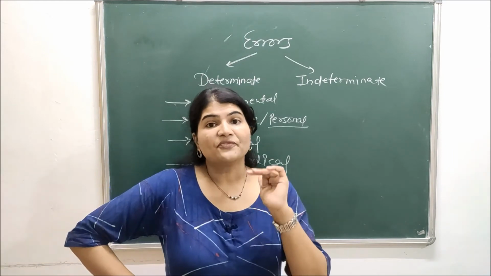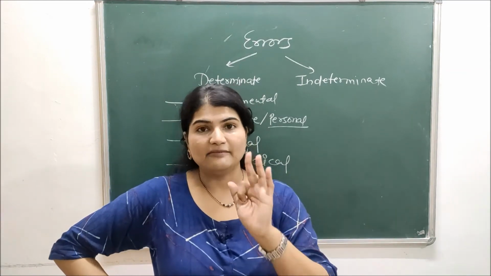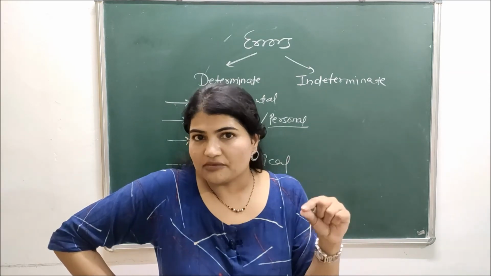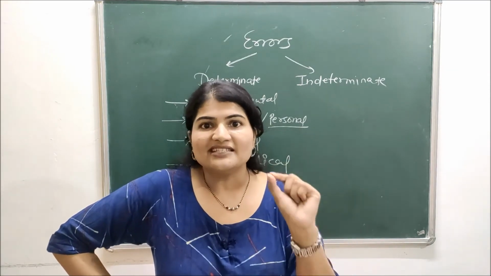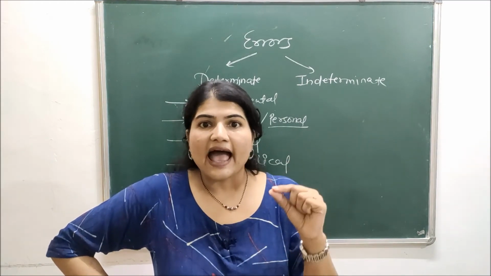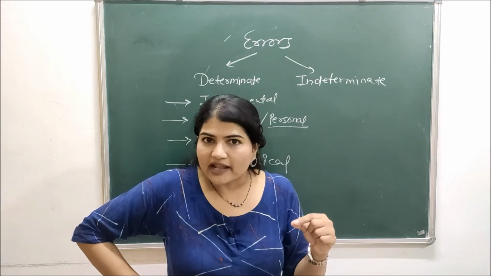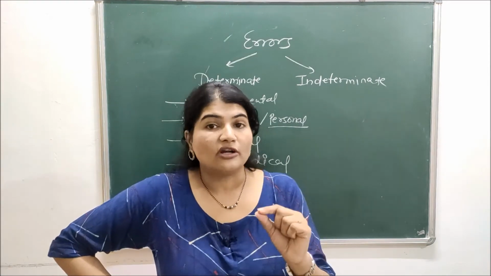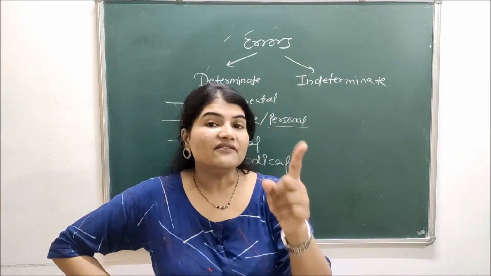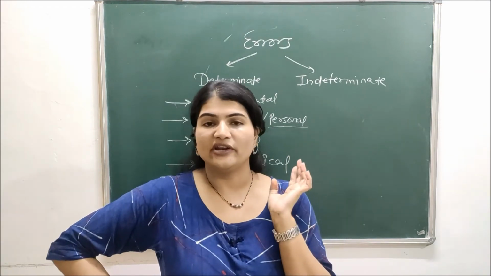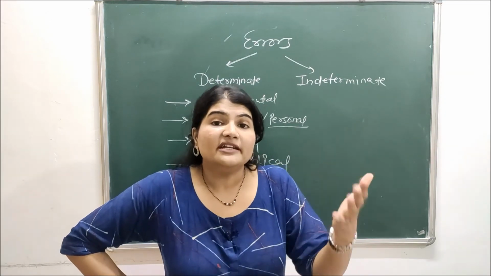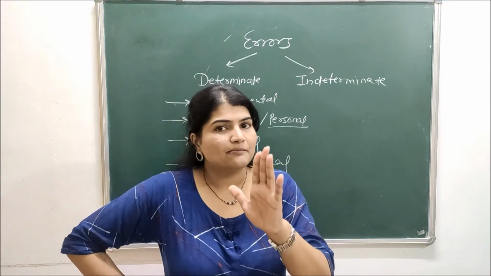Now I will tell you what we mean by accuracy and precision. As I told you, if your measured result matches exactly with the accepted true value, meaning agreement of measured value with true value, it is called accuracy. Means if your result matches exactly with the true value, it is called an accurate result or accuracy. And reproducibility of result is called precision.